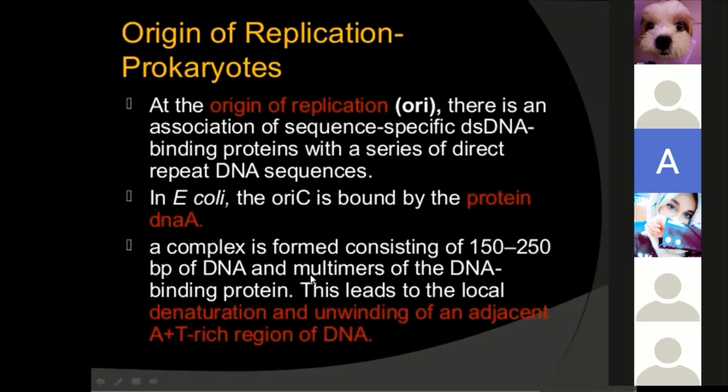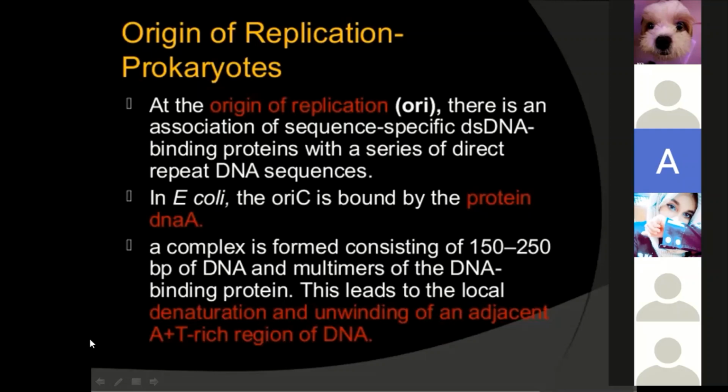A complex is formed consisting of 150 to 250 base pair of DNA and multimers of DNA binding proteins. So there is a formation of a complex which consists of 150 to 250 base pair of DNA and multimers of DNA binding proteins. So many DNA binding proteins as well as so many base pairs.